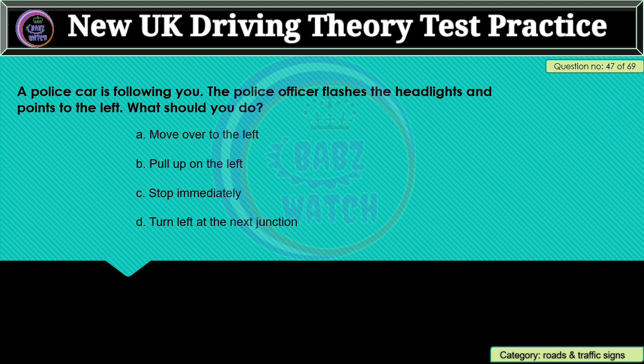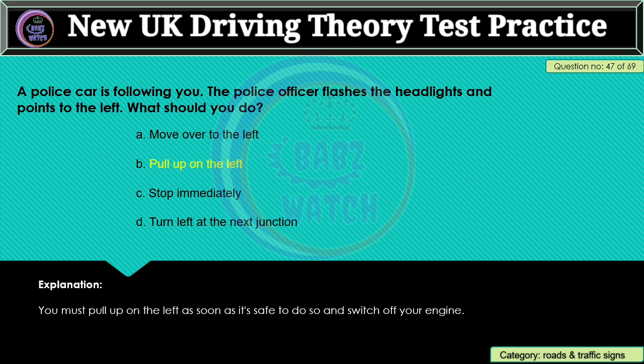Question 47 of 69. A police car is following you. The police officer flashes the headlights and points to the left. What should you do? A. Move over to the left. B. Pull up on the left. C. Stop immediately. D. Turn left at the next junction. The correct answer is B. Pull up on the left.